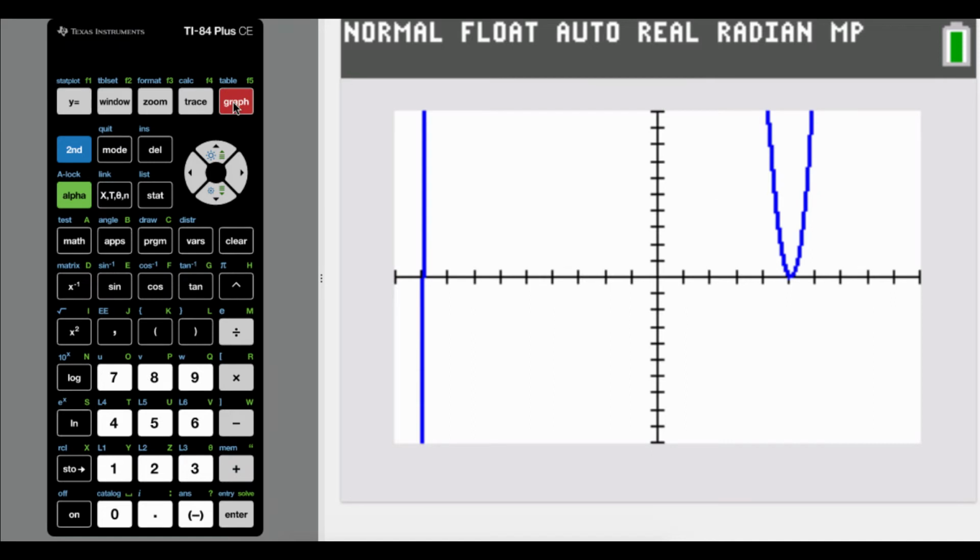Now, if we are looking at a normal 10 by 10 window, notice that we can't see what's happening up here on this part of our graph. Our graph goes off the screen and then it comes back down. So that's an example of hidden behavior. We can't see something happening. So we need to make this window taller.